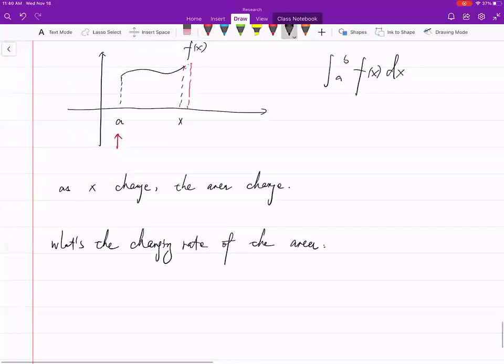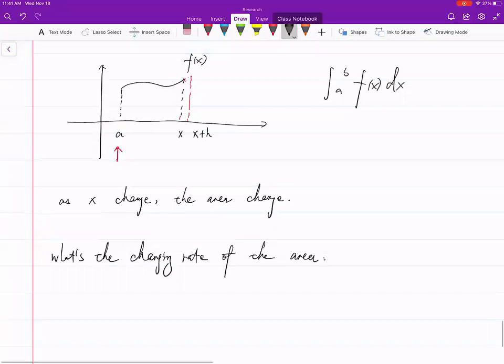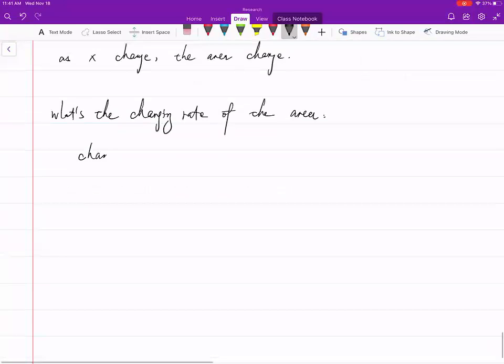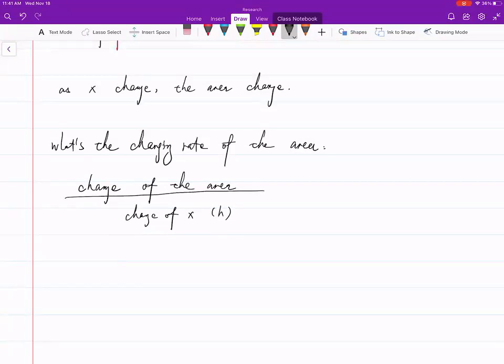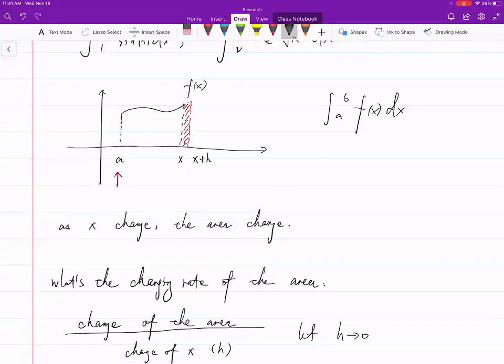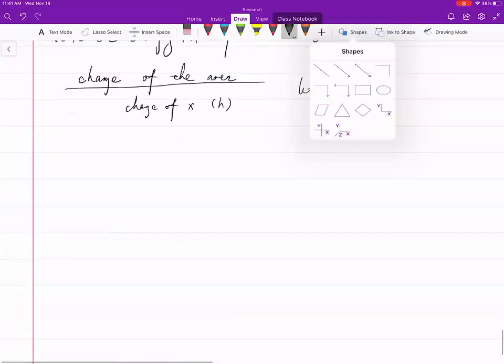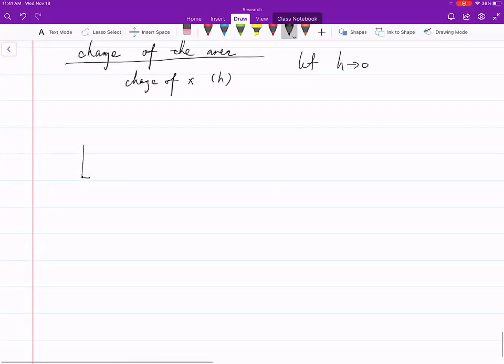What do you think? Number one, you need to take a very small change of this x, so going from x to x plus h. h is small. Good so far? Second, you want to take the change of the area, which is this, divided by the change of x, which is h. Still okay? That's going to be the changing rate of the area. Number three, you want to let h go to 0. Sounds good? All right. So you have a very tiny thing. You increase your x this much, your area changes this much.